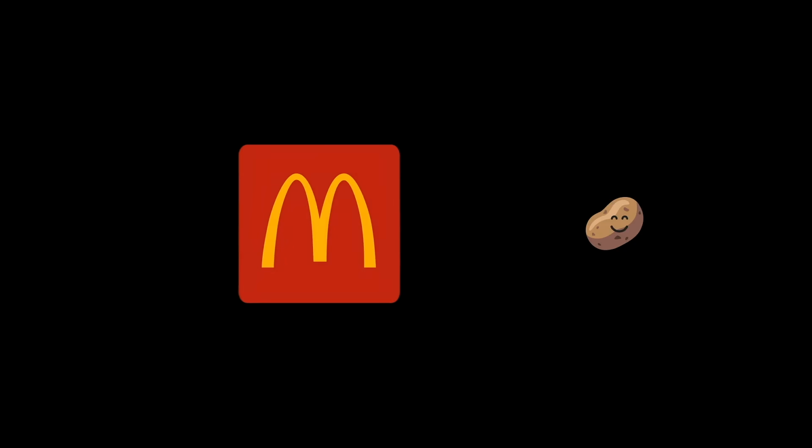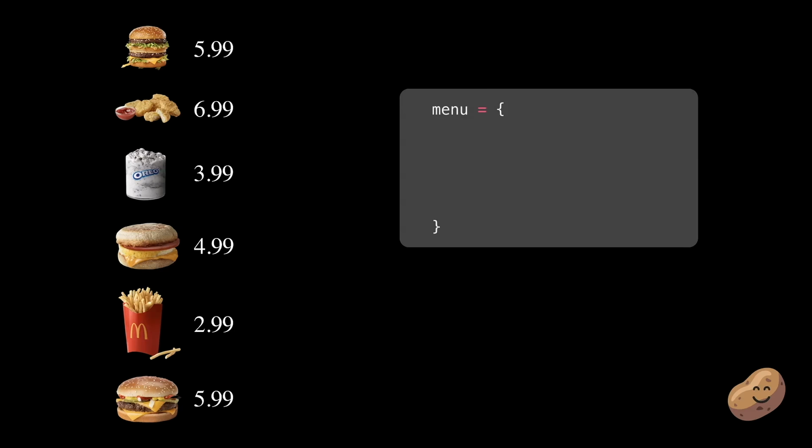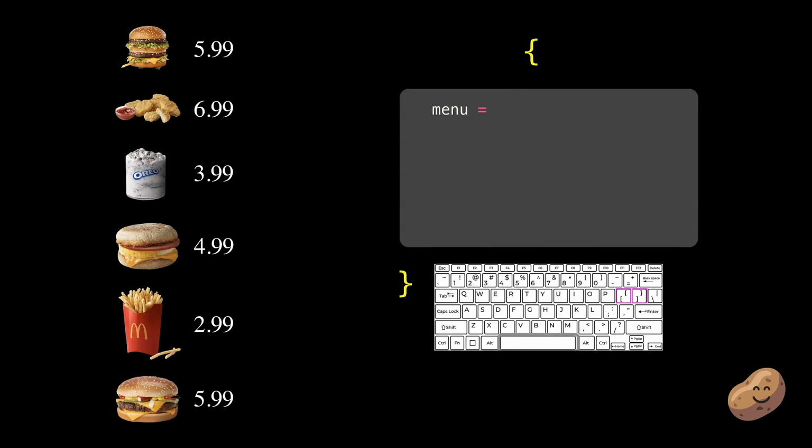Potato is now a software engineer at McDonald's. Today he's working on a digital menu, let's help him out. Potato wants to use a Python dictionary to store the meals and their prices, so he can easily look up the price for a particular meal. In this case, the key is the name of the meal, the value is the price. To create a dictionary, we use the curly bracket on our keyboard, not the square bracket, because the square bracket is already used for Python lists.